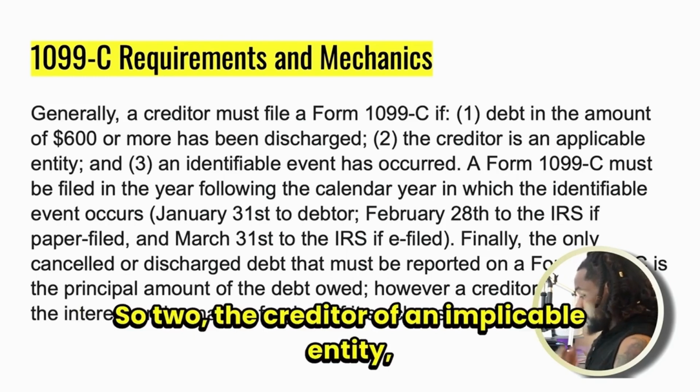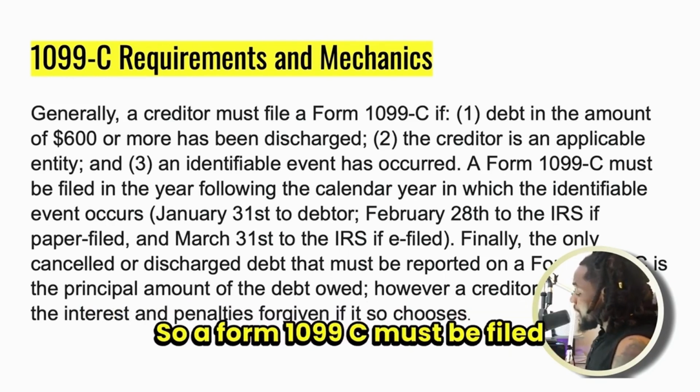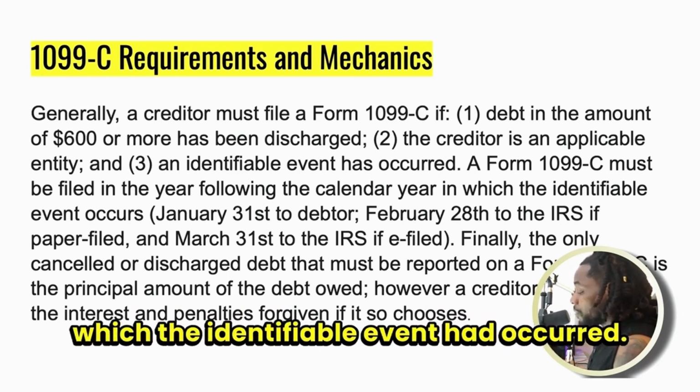So, two, the creditor is an applicable entity, and three, an identifiable event has occurred. So a Form 1099-C must be filed in the year following the calendar year in which the identifiable event had occurred.